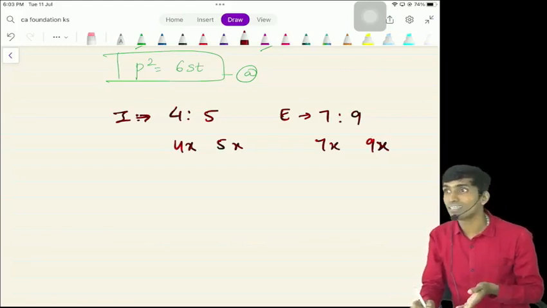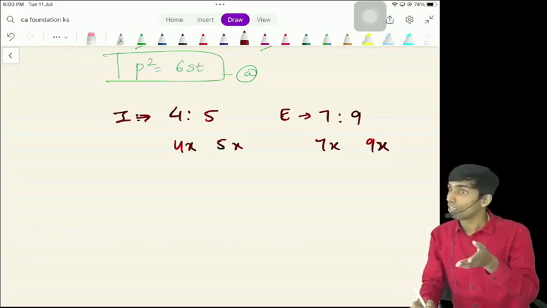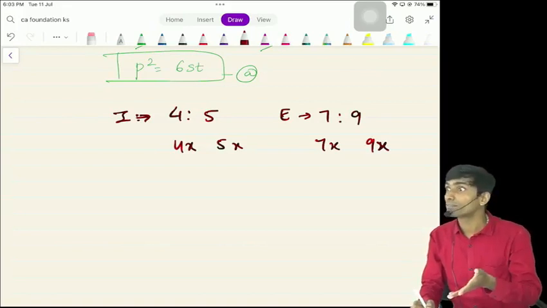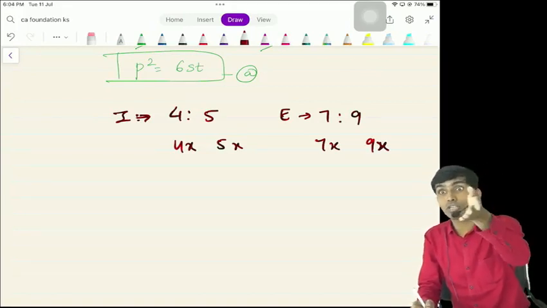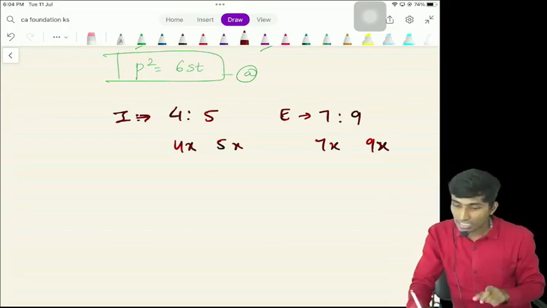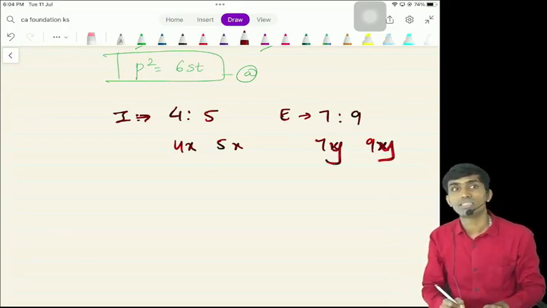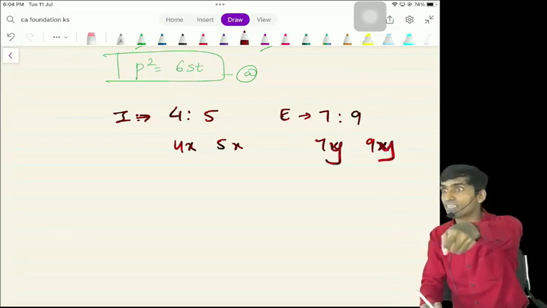Remember. Income ratio is what? 4:5. Expense ratio is what? 7:9. Can I take it like this? 4x and here income 5x and here 7x and 9x? No, I can't. The ratio is different. So you can't take x on both sides. Here you'll have to take what? I knew you will say x.